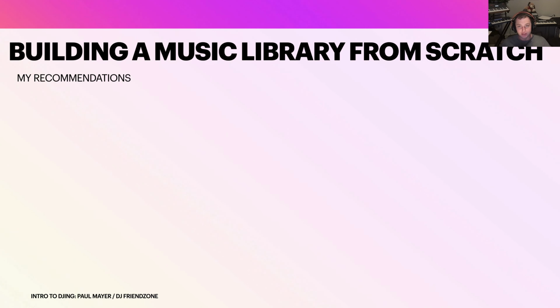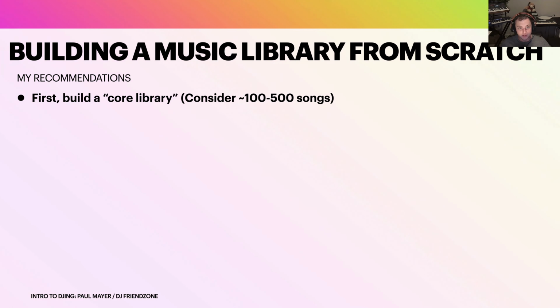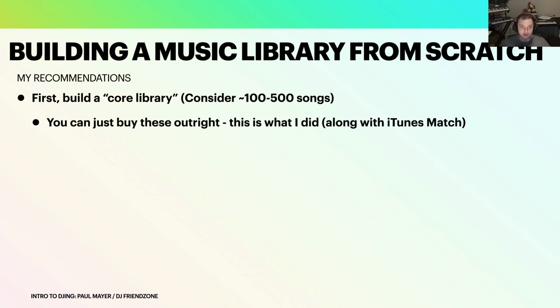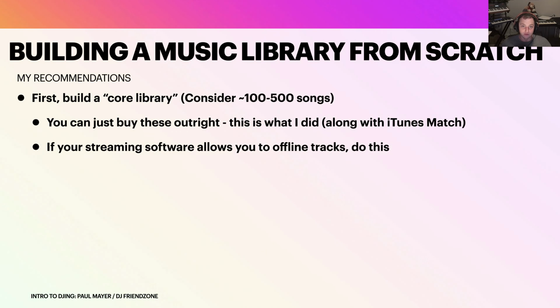So when it comes to building a music library from scratch, my recommendation would be as follows. Start by building a core library. It may be 100 to 500 songs, and these are songs you're going to either buy outright or do what I did and find them from CDs and such. And if you use something like iTunes Match, you can download the higher quality version, which is really cool. And if your streaming software allows you to offline tracks, you can do this as well. Now Beatport is offering a streaming version, which is really cool. So if you can offline those tracks when you have your core library, be sure to do that.